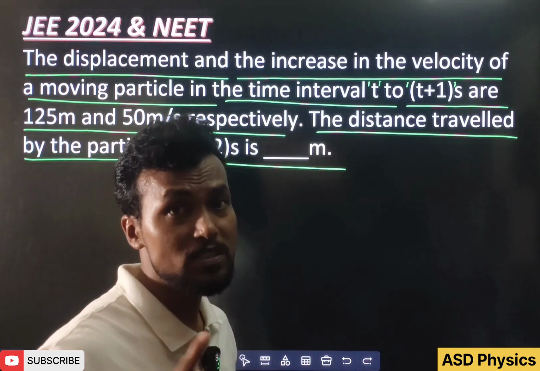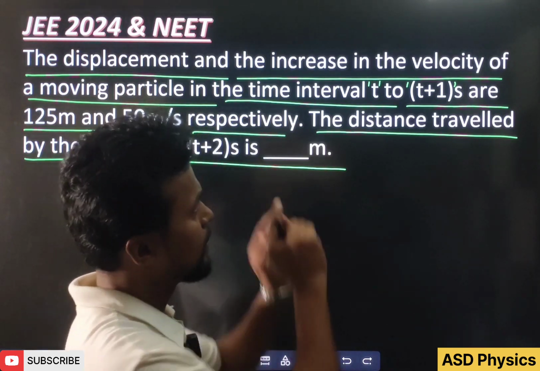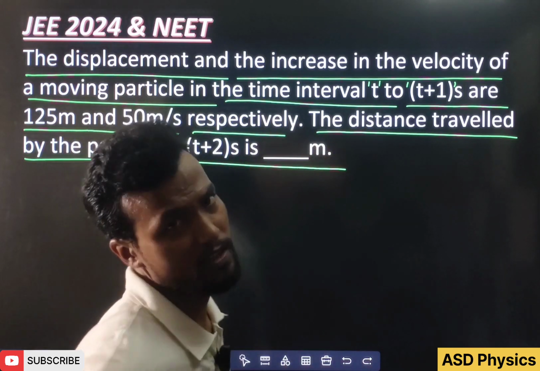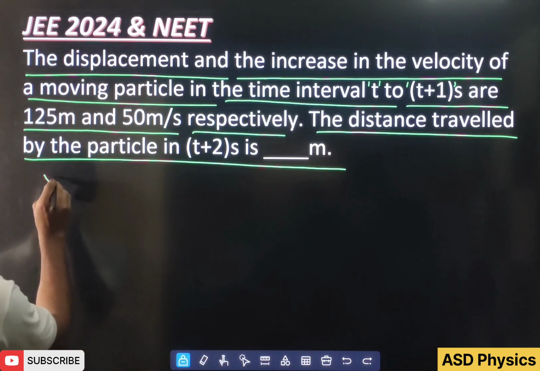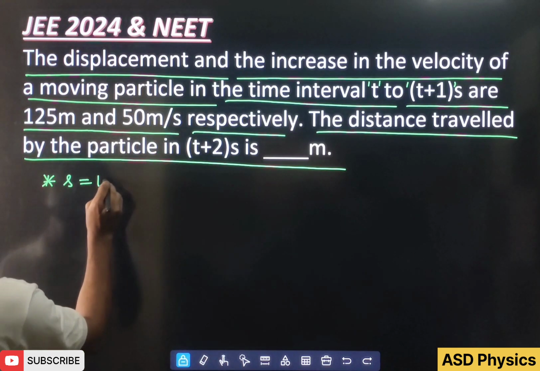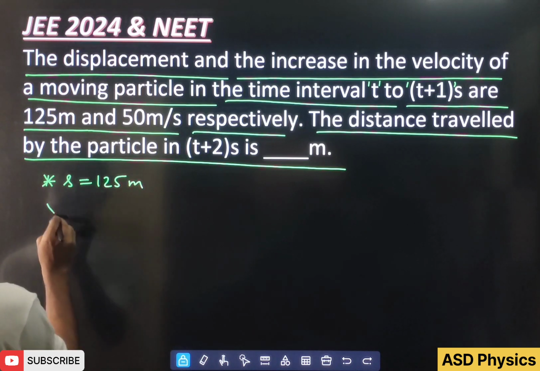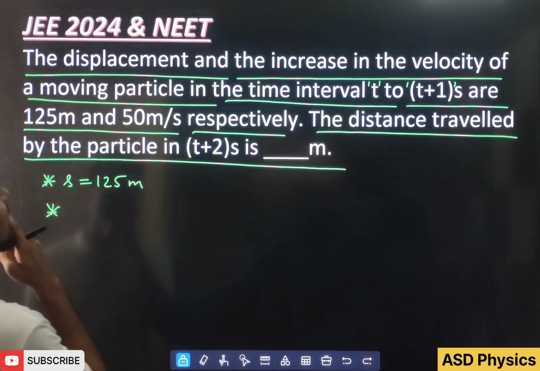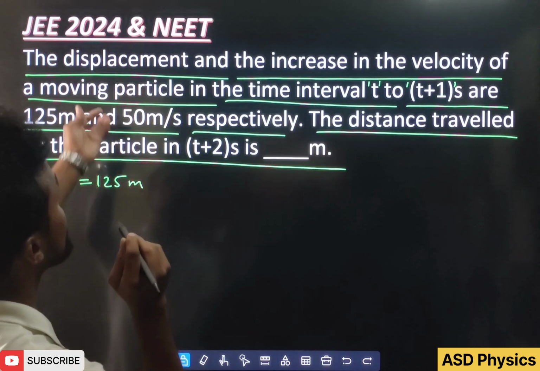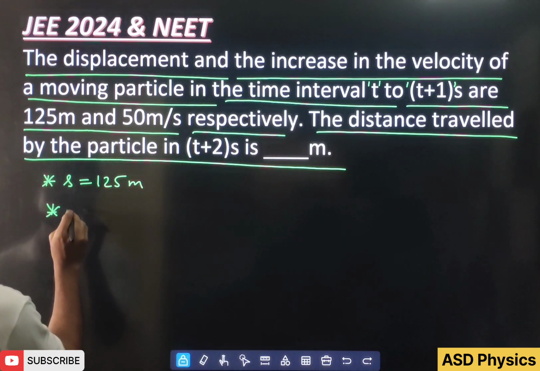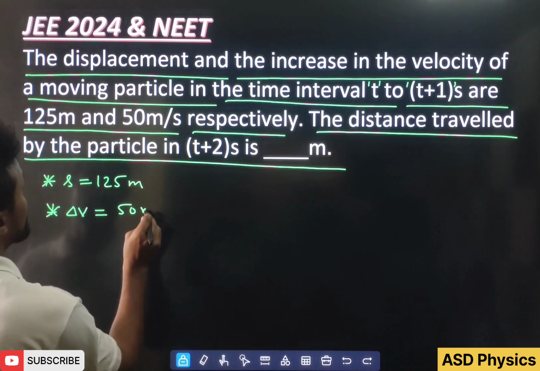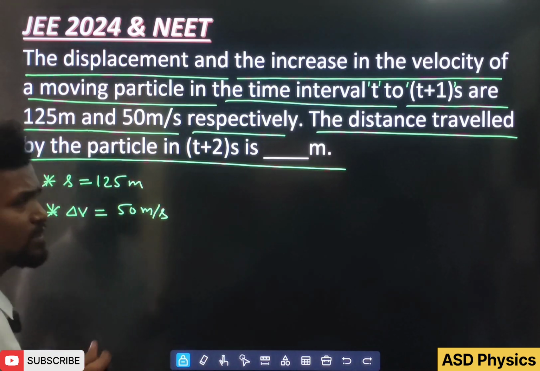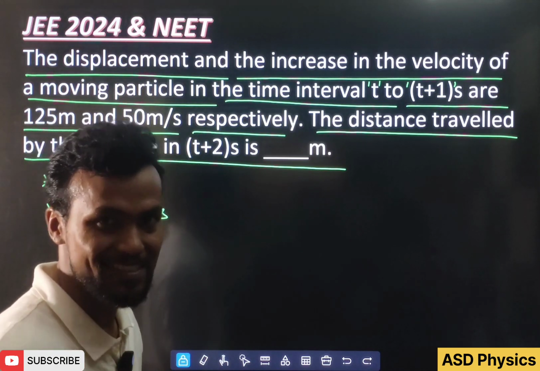T to t plus 1 means how much time? 1 second. Now final time minus initial time, so how much time? 1 second here. Remember here they have given the displacement as 125 meter, and the velocity, displacement and the increase in velocity. Again I'm telling that here, increase in velocity, delta v is given as 50 meter per second, or you can write v minus u also, final minus initial.